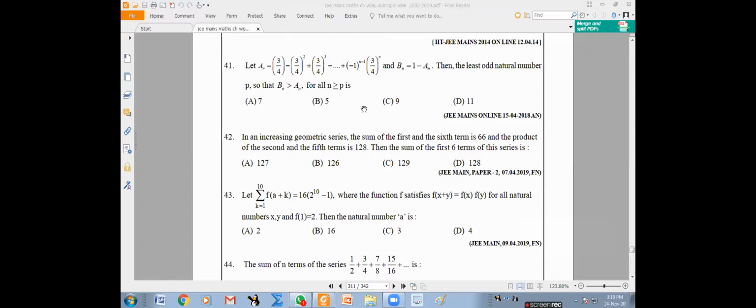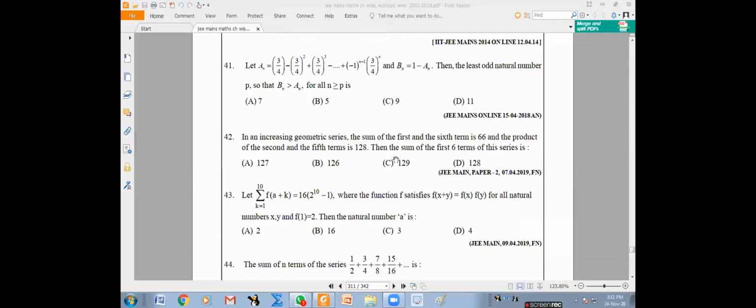Otherwise, if somebody did not even notice this, still if they solve only this odd part, they'll get greater than or equal to 7. Now the answer will come, because in the question they said it is odd. If let's say the word odd is removed in the question, the actual answer is 6, not 7.